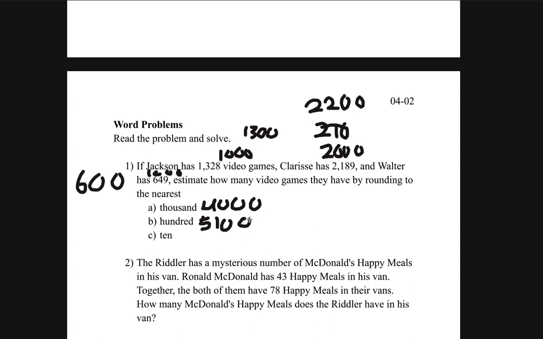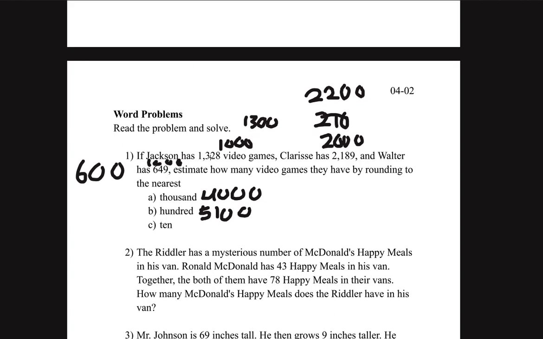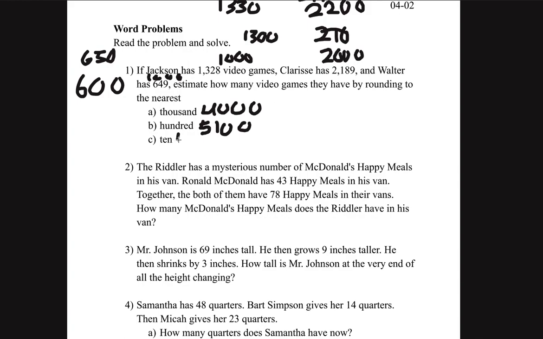Then finally, let's do the tens place. So we do 1,328. Since 8 is above 5, we do 1,330. 2,190. And 650. Plus 1,330 plus 2,190 in total will lead to a total of 4,170 video games.